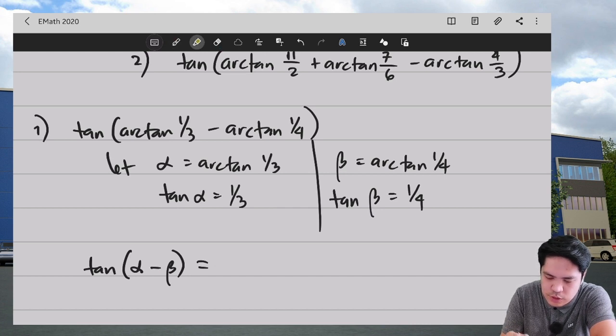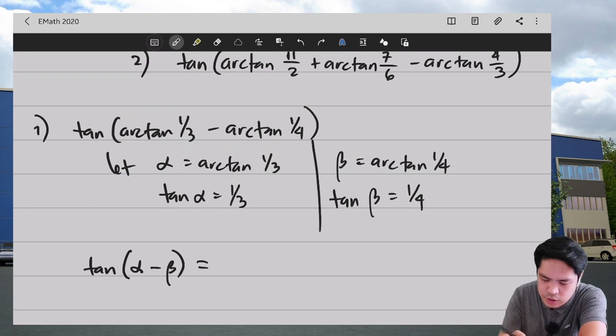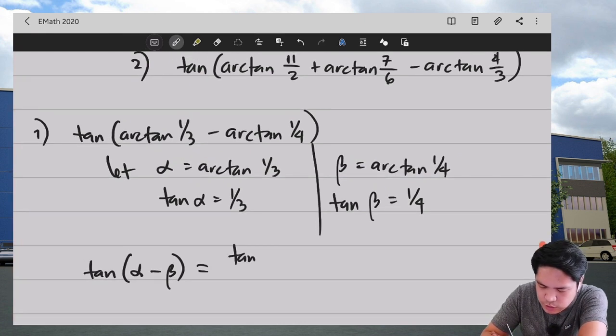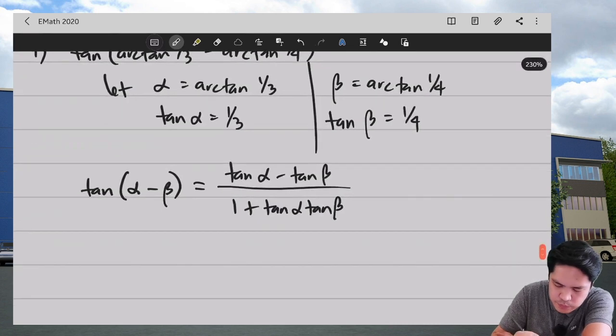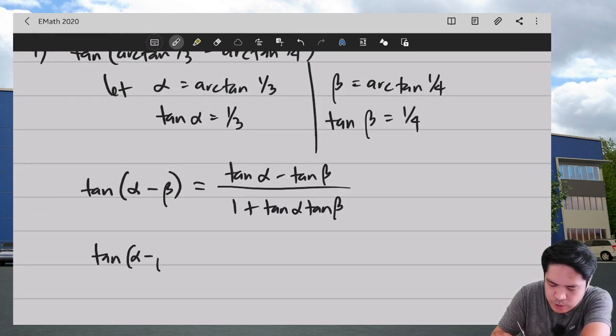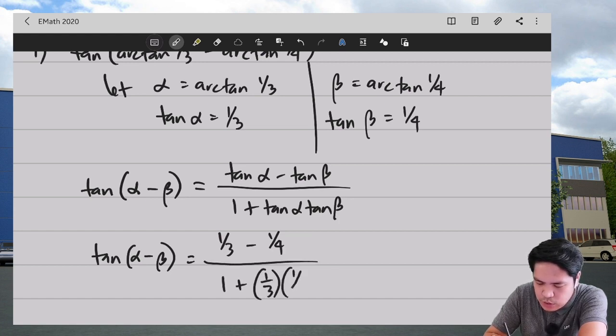So we have the tangent of alpha minus beta. From the sum and difference of two angles identities, we know that this is equal to tangent alpha minus tangent beta over 1 plus tangent alpha tangent beta. So tangent alpha minus beta, which is what we're looking for, is equal to tangent alpha, which is 1/3, minus tangent beta, which is 1/4, over 1 plus 1/3 times 1/4.